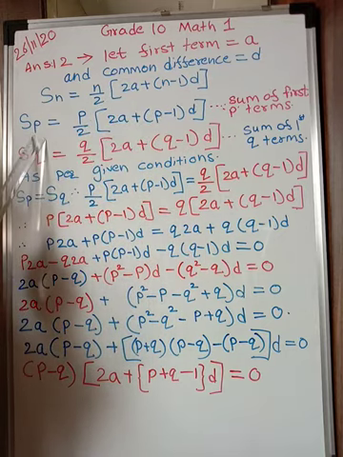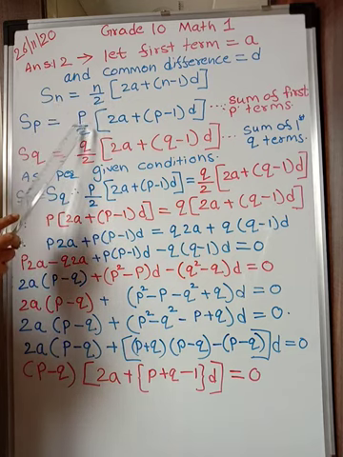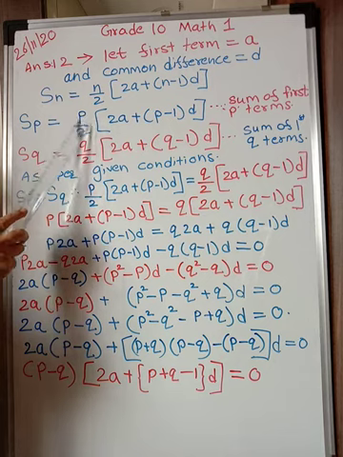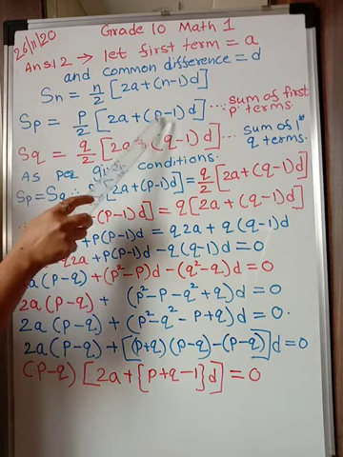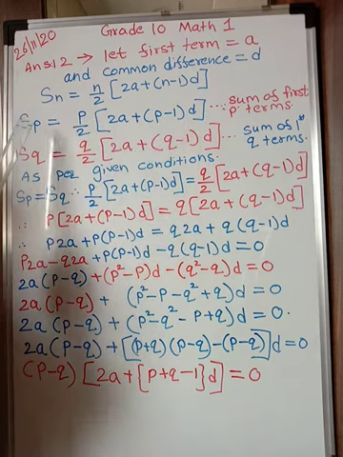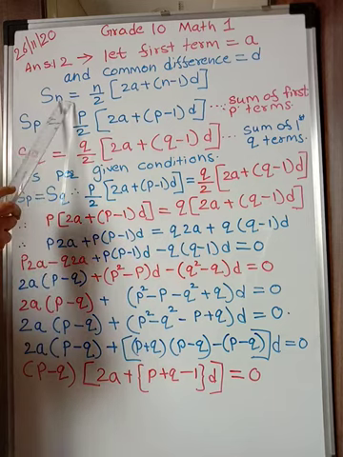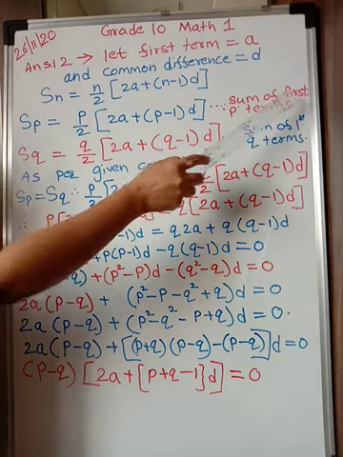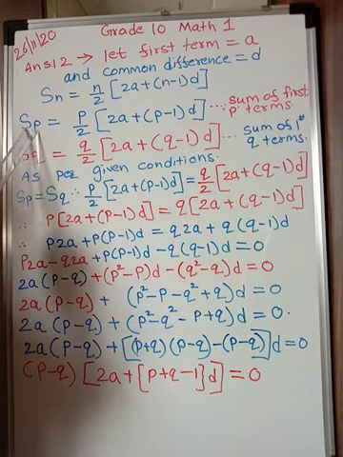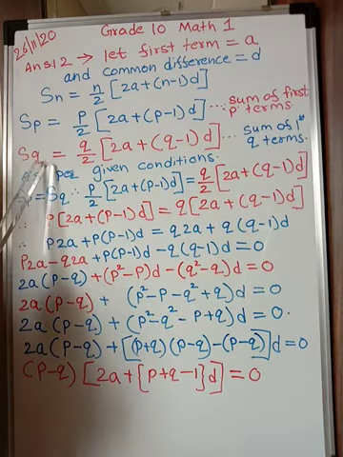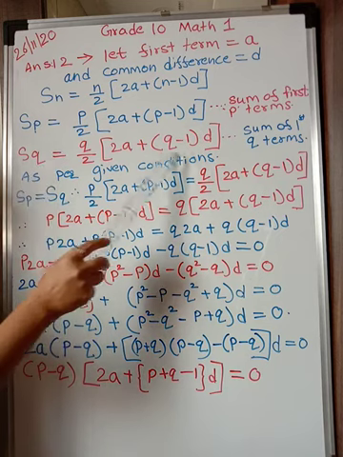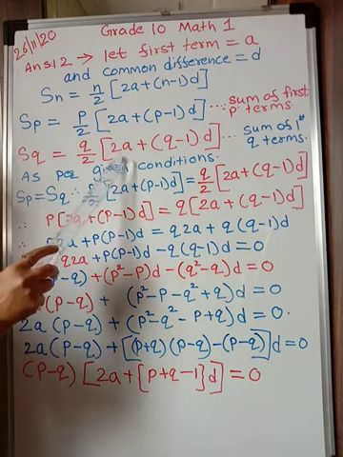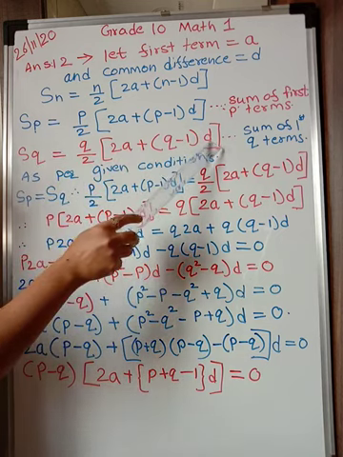Now what is SP? Sn is this. So SP will be wherever there is n, it will be replaced by P. So P by 2 into 2a plus P minus 1 into D. This is the sum of P terms. So the sum of first P terms is given by this. Similarly, the sum of first Q terms will be given by this: Q by 2 in bracket 2a plus Q minus 1 into D.